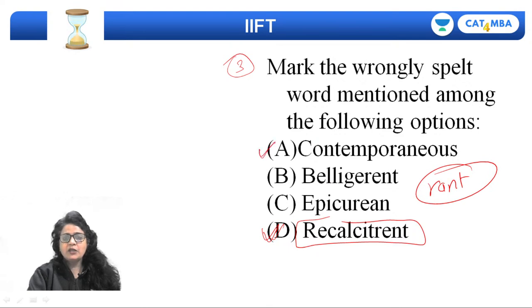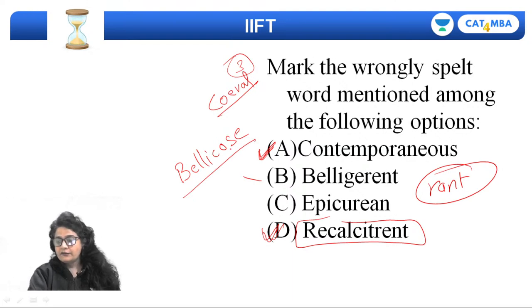Contemporaneous is somebody who is contemporary. Mahatma Gandhi and Jawaharlal Nehru were contemporaries, right? So they belong to same era. They were coeval. Coeval is also contemporaries, belonging to same era, same time. Belligerent, bellicose. Both mean extremely, extremely aggressive.